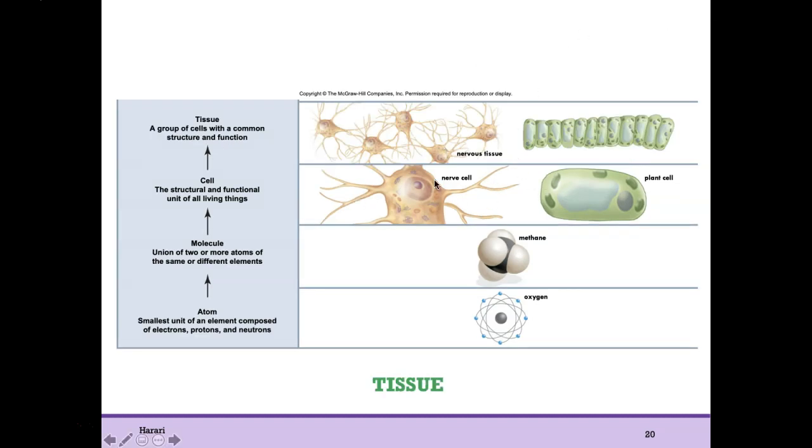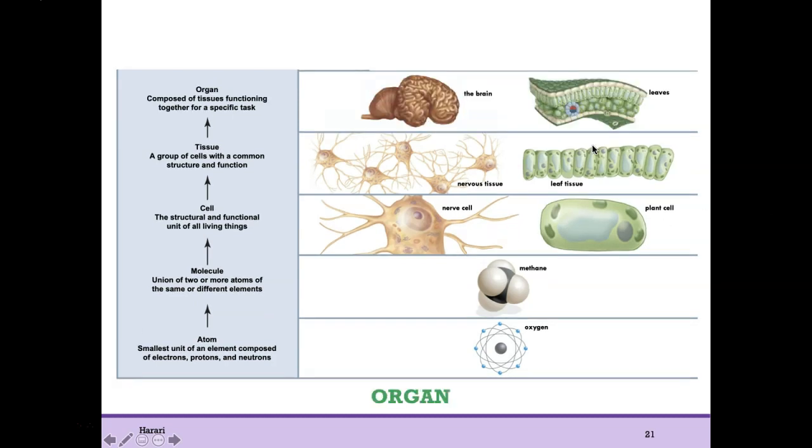So cells make up tissues. So for example, a nerve cell, like a neuron, joins other neurons and other connective tissue to form nerve tissue. So a group of cells that work together is called tissue. So nervous tissue is a bunch of neurons that work together. Right? This plant cell can make up this leaf tissue.